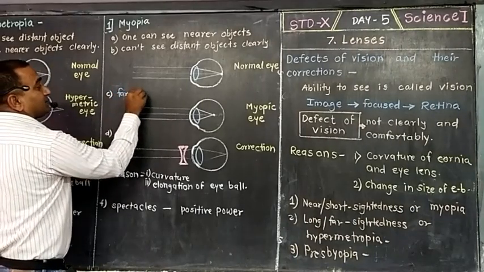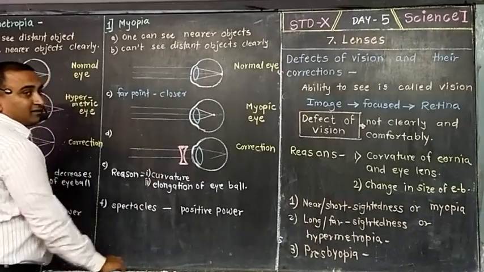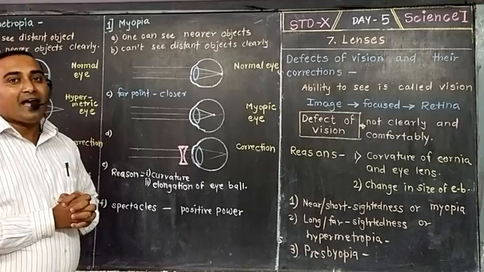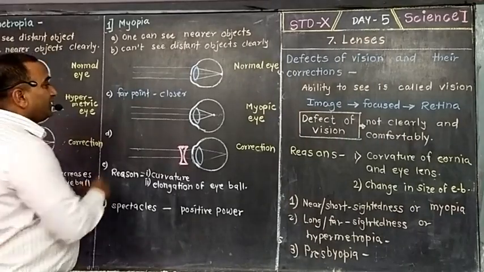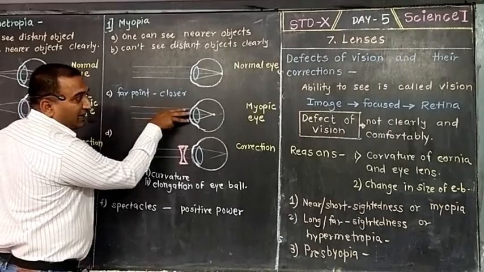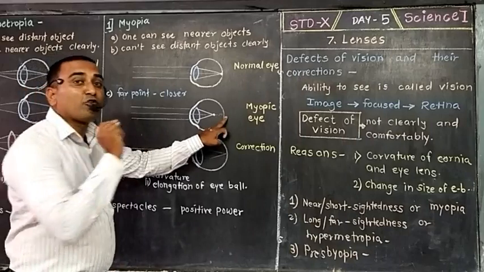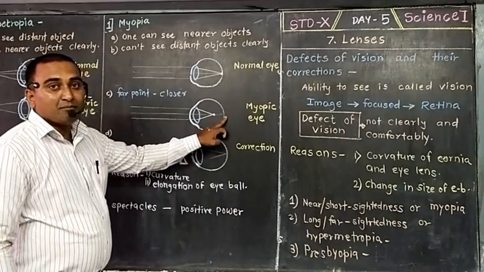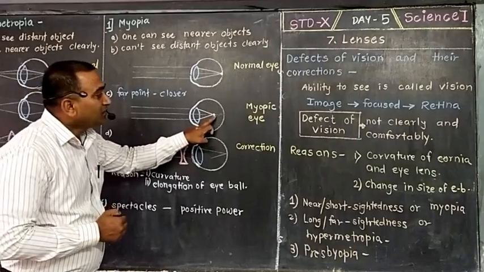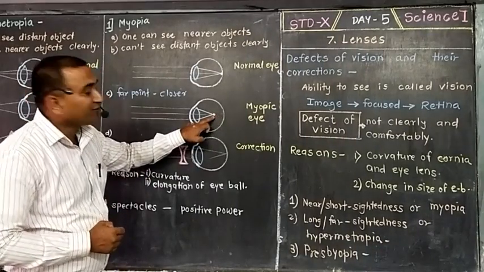Far point closer to the eye. Then what will happen? Bending power increases. And as bending power increases, when rays are coming parallel, then after convergence they should focus at the retina, but because of more convergence, they are meeting each other in front of the retina.